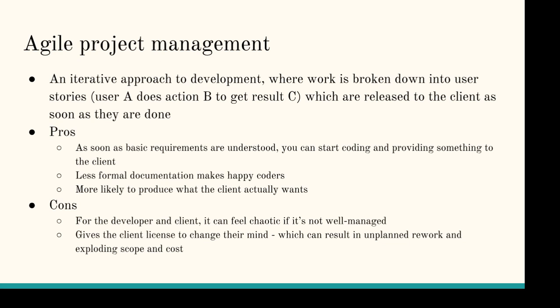The cons are, for the developer and the client, it can feel chaotic if it's not well managed. So it's really important that you have an experienced Scrum Master. A Scrum Master is one role in Agile methodology. The Scrum Master's role is to be responsible for the deliverables being delivered on time for a particular sprint. And so the Scrum Master is responsible for making sure that everybody's on task and doing what we agreed is going to be done in this sprint and not doing something else.